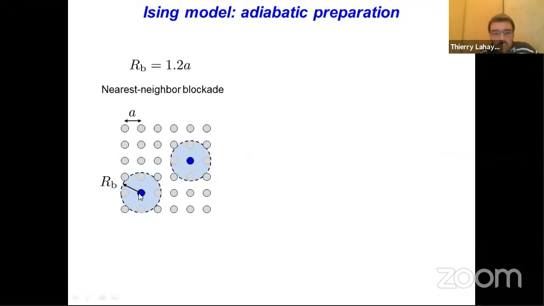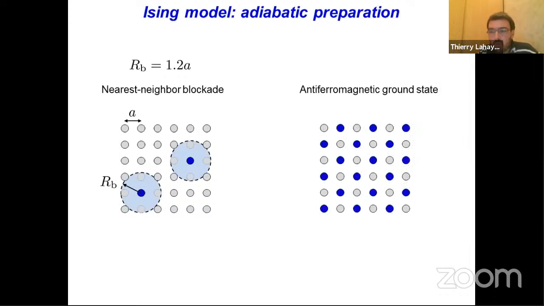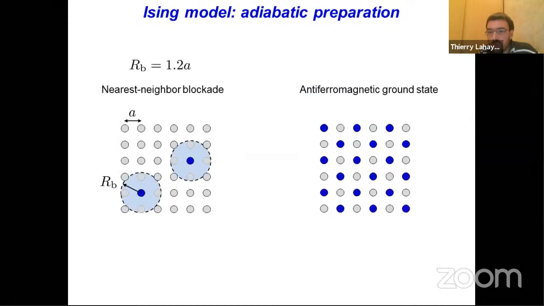And then what happens is that if you excite a Rydberg atom here, for instance, you will prevent the excitation of the nearest neighbors, but you can have the next nearest neighbors still excited to a Rydberg state. And so you expect that for the appropriate detuning, the ground state of this system is this antiferromagnet. And of course, if you have an even number of atoms on each side, there would be two different states that are equivalent.